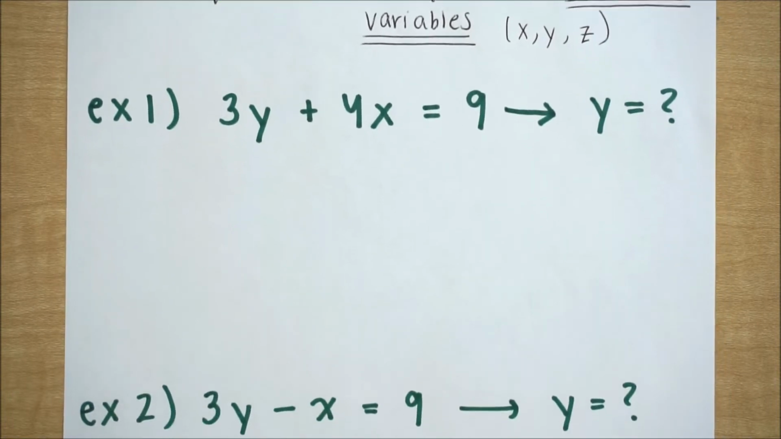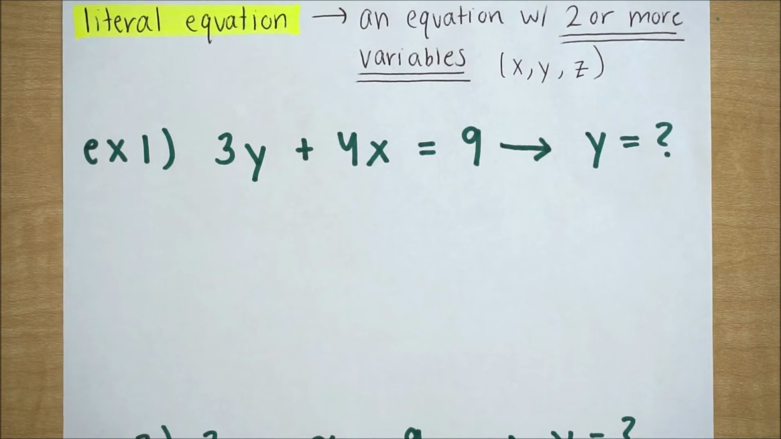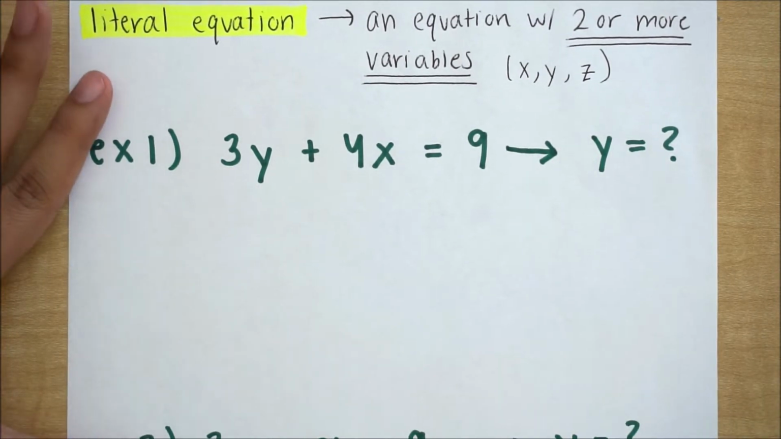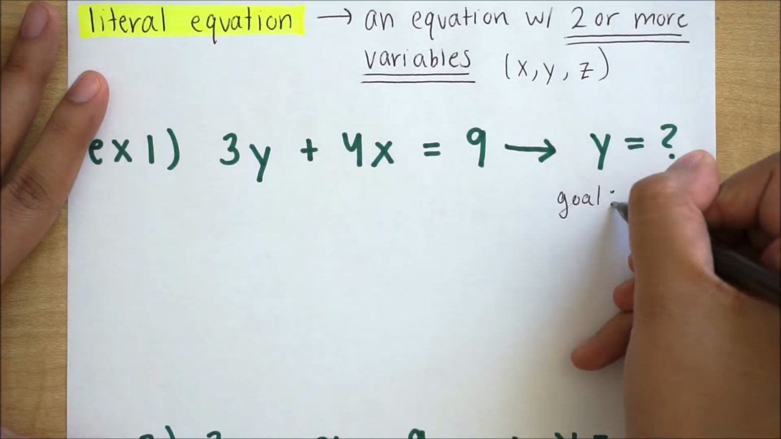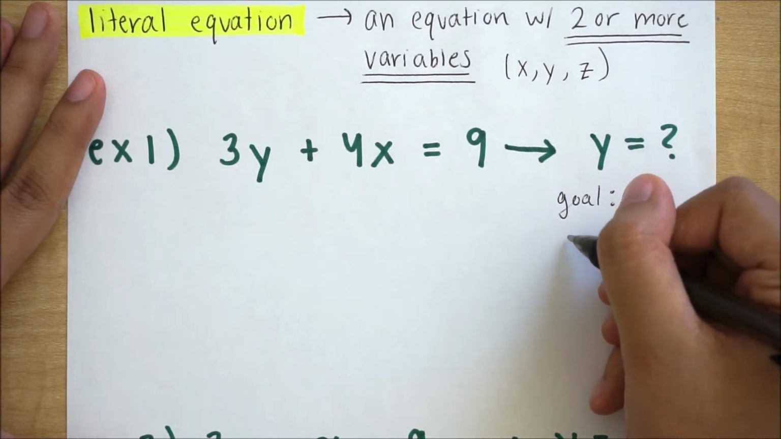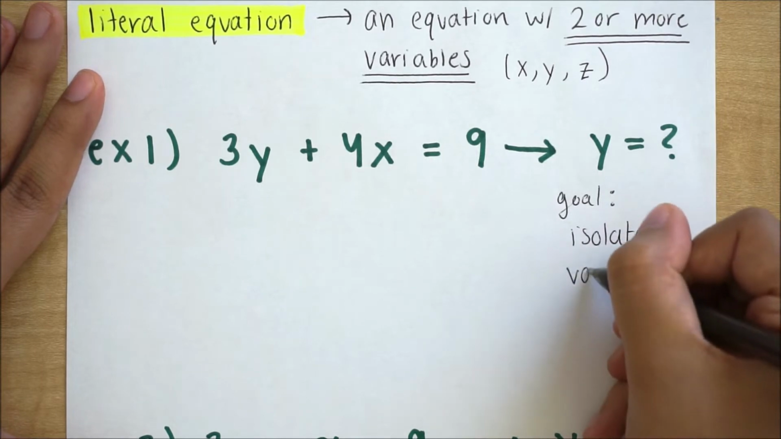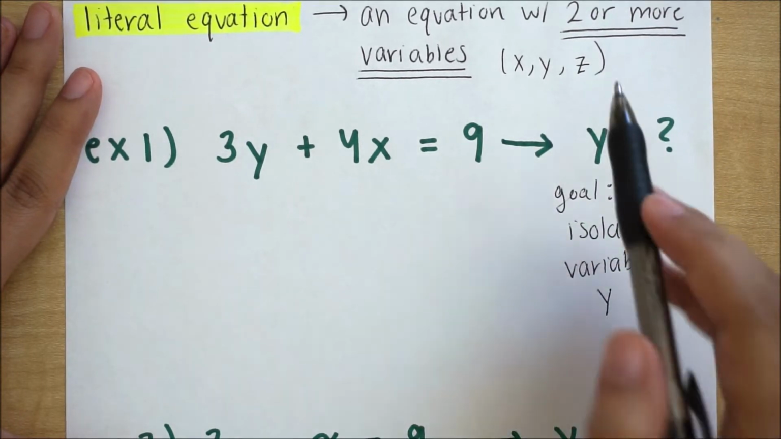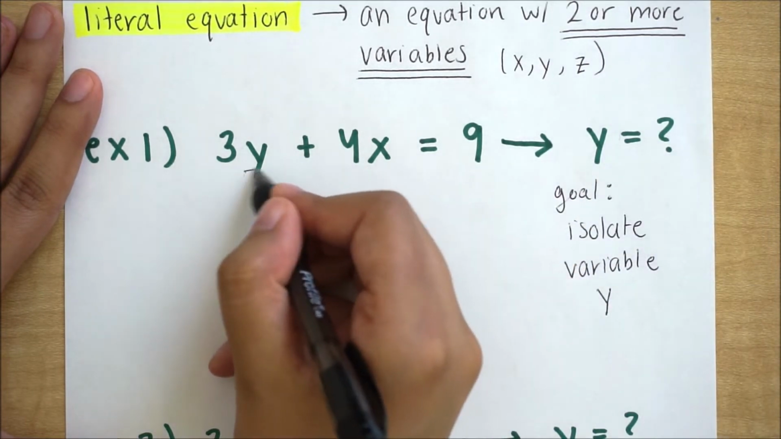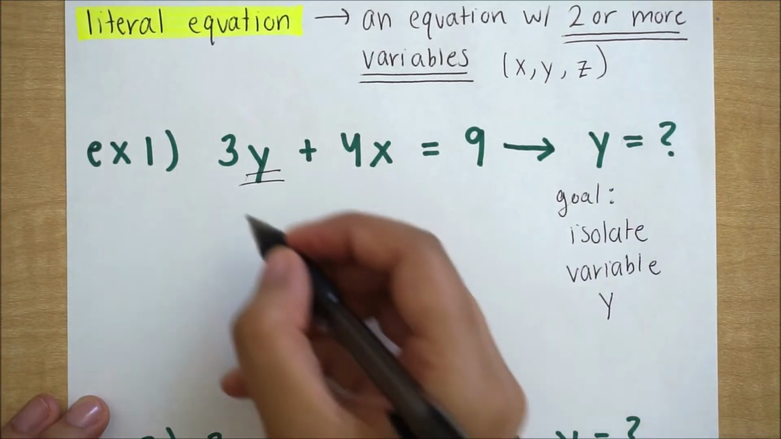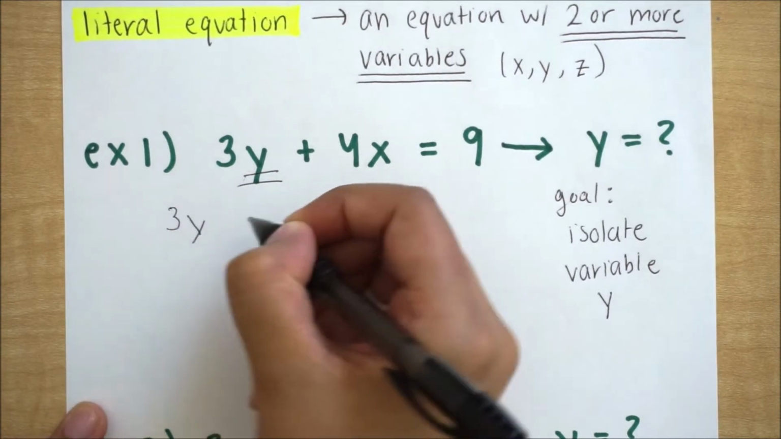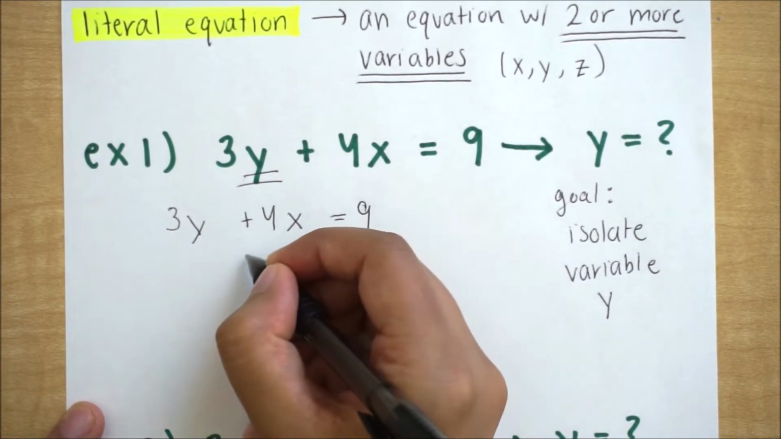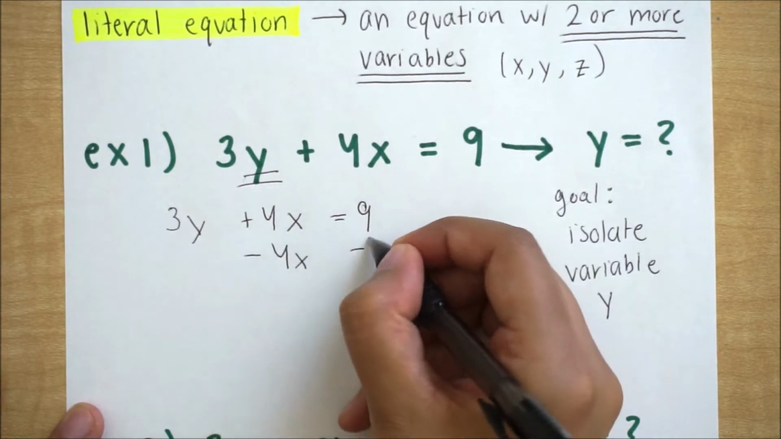Right now it might sound confusing, but it's fairly the same thing that we've been doing in the other parts. So let's go ahead and look at example 1. The goal for this example is that we're solving for y. We want to isolate the variable y, which means that we want y to be on one side of the equal sign independently. So first we locate the y in the equation and we see that it's associated with the 3. So our goal is to make 3y on the left side.